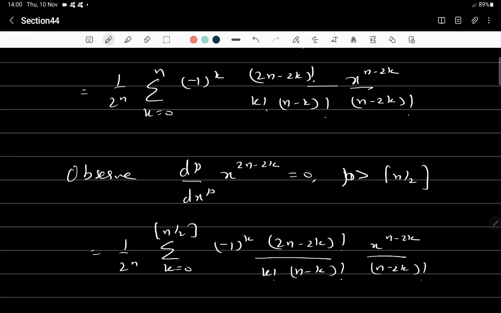Okay, so that's all from today's class. In the next class, we have to see the orthogonality property and the generating function related to Legendre polynomial.